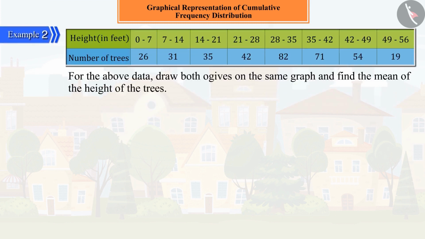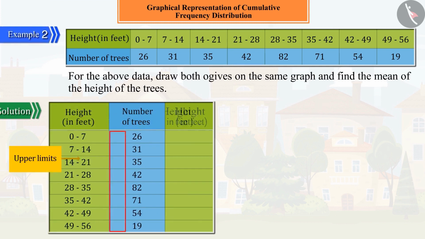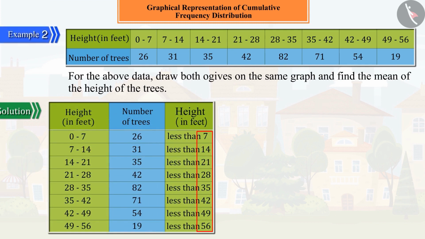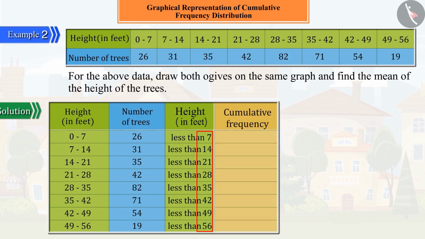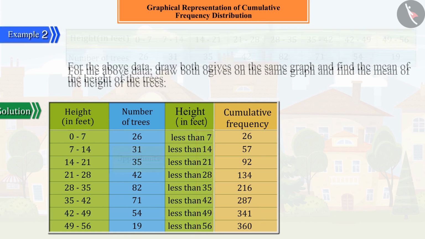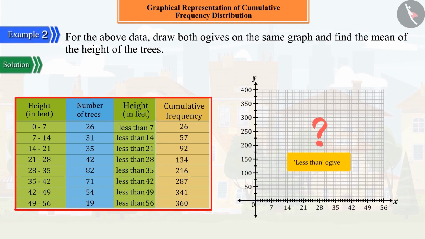Let's see. With the help of the given distribution, we first construct a less than cumulative frequency distribution for less than type of ogive. Where the corresponding upper limits of the class intervals are from 7 to 56. So can you draw less than type of ogive with the help of the above distribution?